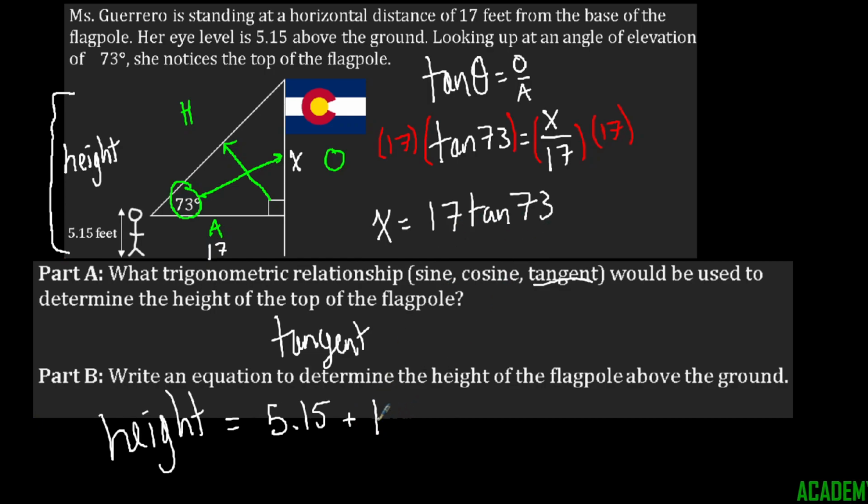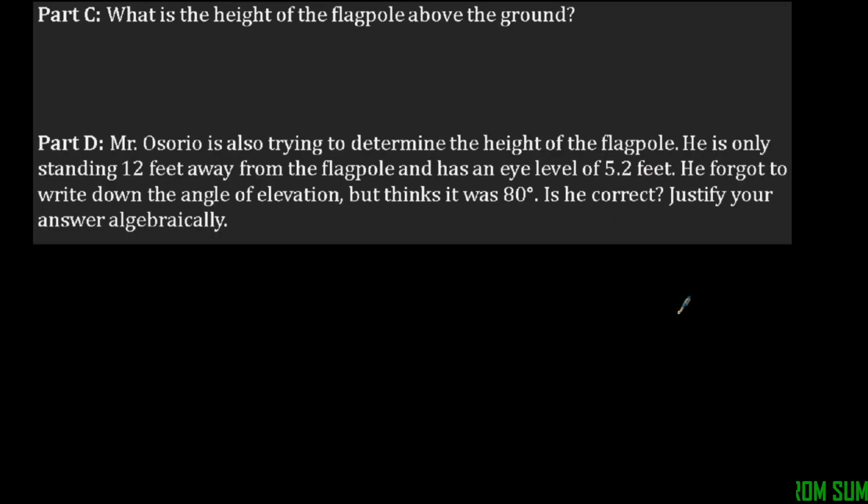So we're going to say 17 tangent of 73. So that's going to be our equation for part B. And so now let's figure out what that's going to be. So in part C is where we're going to apply it.